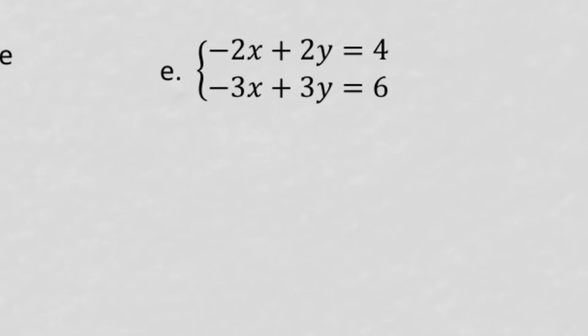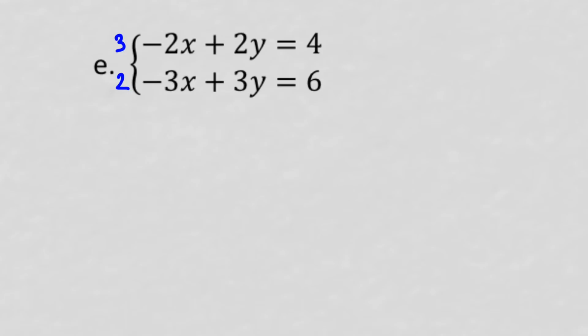So here we go. In this one, these have the same sign, but they're not the same number. These have the same sign, but they're not the same number either. So neither of them are opposites. We need to figure out a way to make them opposites. I notice that this is a 2 and this is a 3. So if I multiply this by 3, it'll be 6. And if I multiply this by 2, it'll also be 6. And those are the same number.